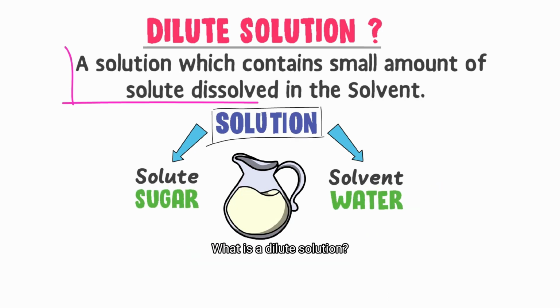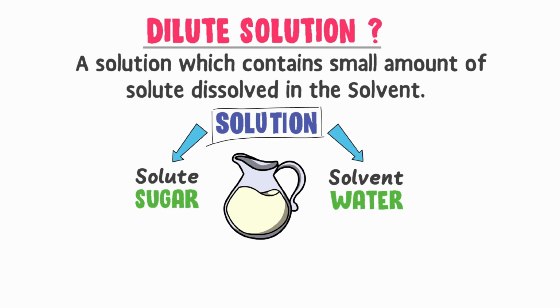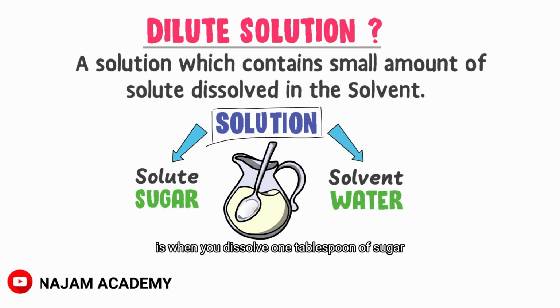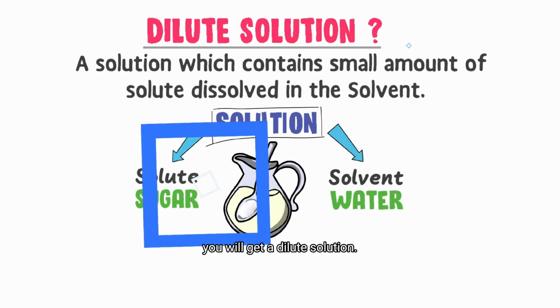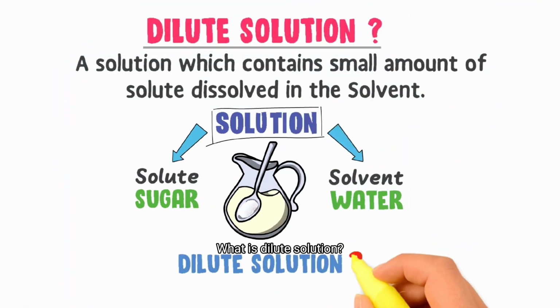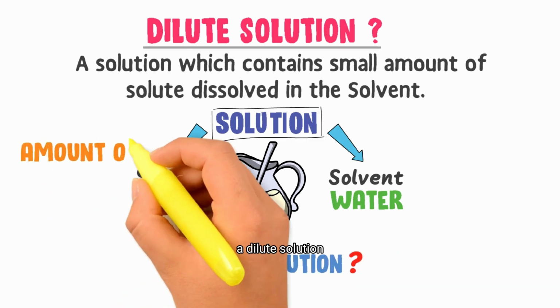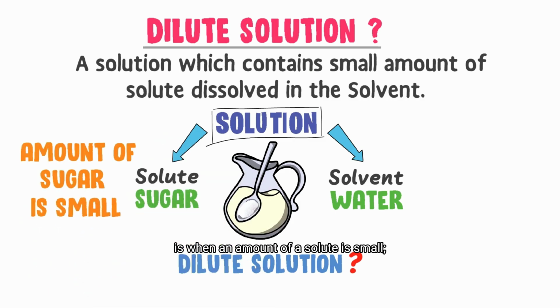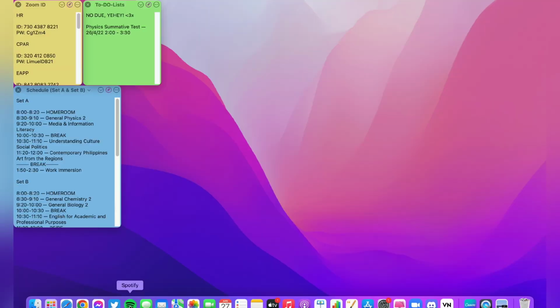So, what is a dilute solution? A dilute solution is a solution which contains a small amount of solute dissolved in the solvent. For example, when you dissolve one tablespoon of sugar in a large amount of water, you will get a dilute solution. So in simple definition, a dilute solution is when the amount of solute is small and the amount of solvent is large.